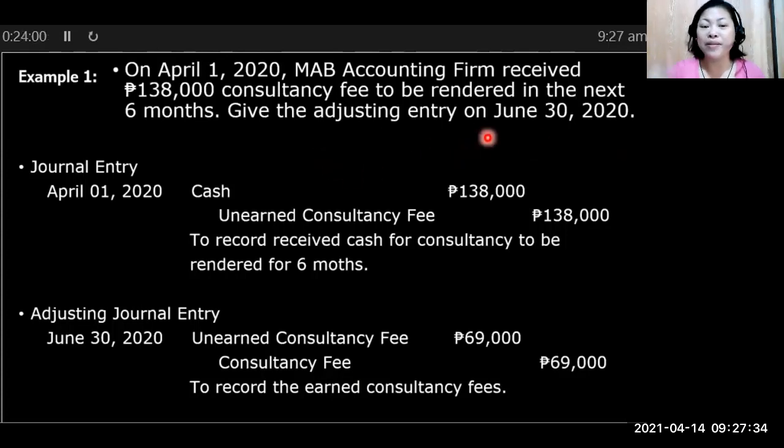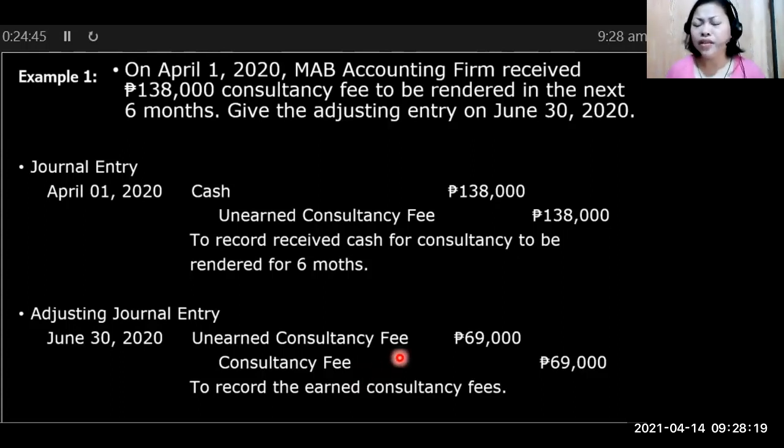On April, upon receiving the cash, you record the cash, you debit 138,000, and then you credit unearned consultancy fee to record received cash for consultancy to be rendered for 6 months. In the adjusting journal entry at the end of the accounting period for June 30, 2020, you debit unearned consultancy fee for the amount earned already, for the part of the consultancy fees being rendered. Then the consultancy fee to be credited, 69,000, to realize already the income. So that is to record the earned consultancy fees.